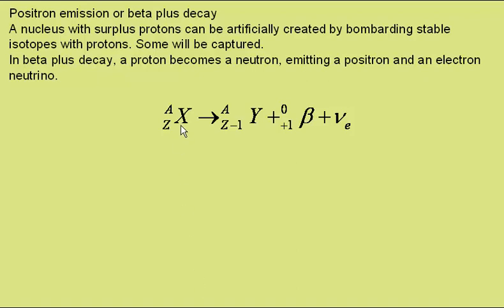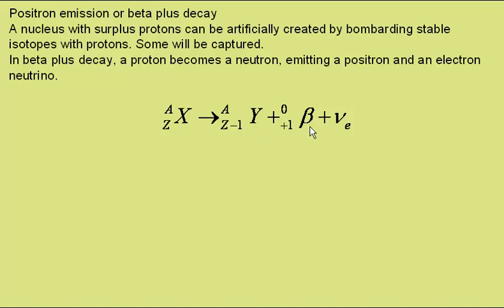So we have one nucleus which I'll call X, and this is Z, its atomic number or number of protons, A, its mass number or number of nucleons, protons and neutrons. Now a proton becomes a neutron, so we go down to 1 lower, or Z minus 1. But the mass stays the same. A proton weighs the same as a neutron, so A stays the same. We get a new isotope, Y. This will be a new element, as it's lost a proton.